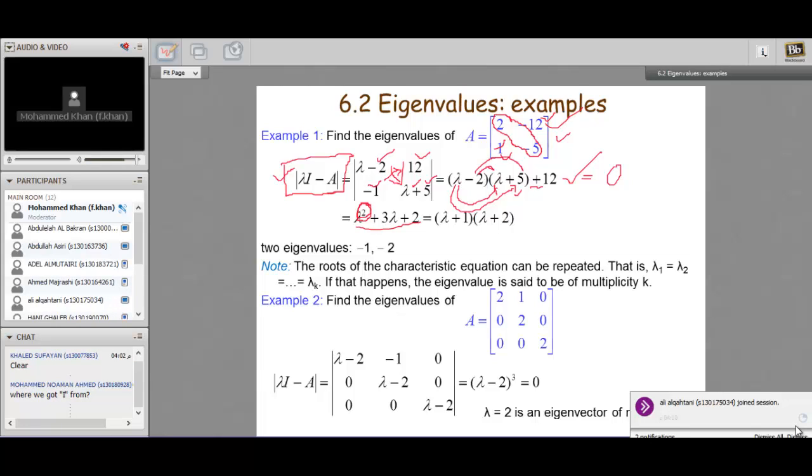So the roots are, if you split them, we can write (lambda plus 1)(lambda plus 2) equal to 0. So what are the values of lambda? You can say lambda is equal to minus 1 and lambda is equal to minus 2. So these are called the eigenvalues. Hopefully you understand how we can find the eigenvalue.